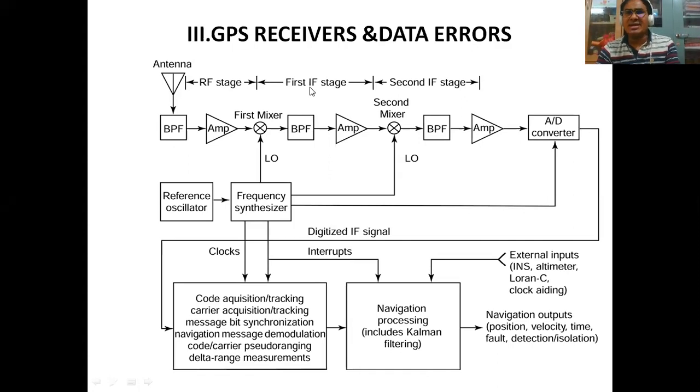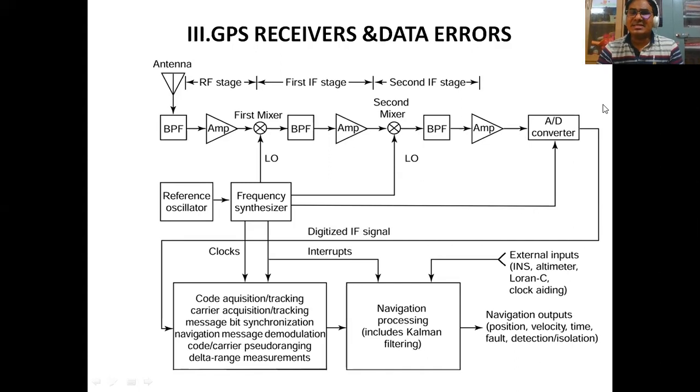IF stands for the intermediate frequency stage. The intermediate frequency stage is the process of frequency down conversion. Of course, the frequency down conversion process is done in two stages. That's why there are two intermediate frequency stages, the first intermediate frequency stage and the second intermediate frequency stage. In both stages, the frequency down conversion is taking place, not at a single one. So what does the IF stage consist of? It consists of a mixer, a band pass filter, followed by the final amplifier.